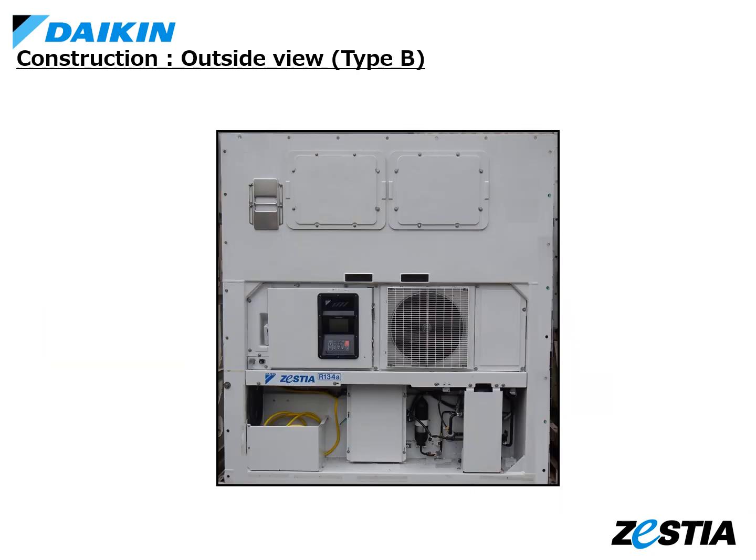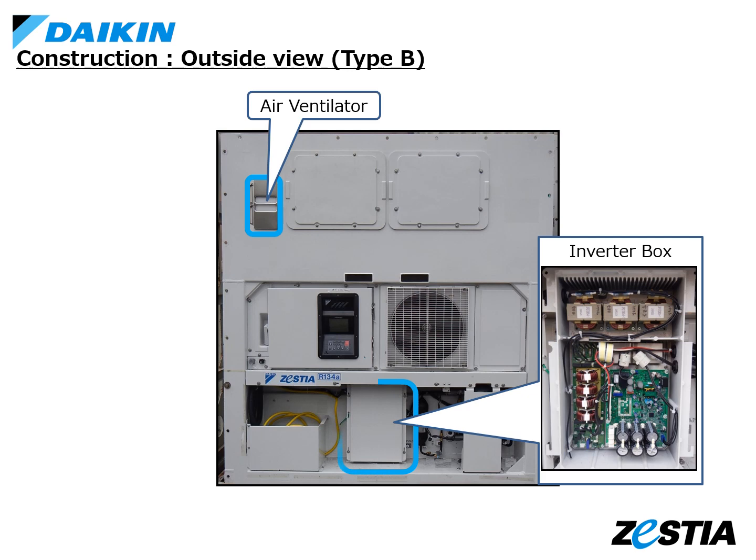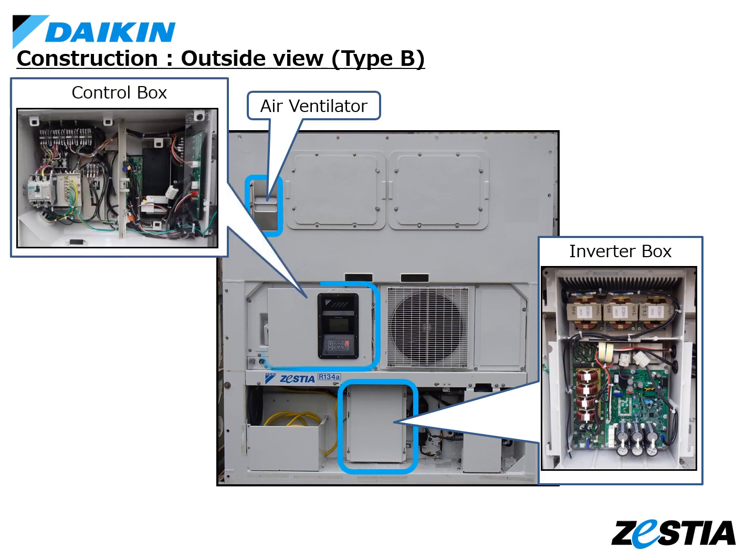Describes the part location of outside Type B. Type B has several changes compared with Type A. At first, the position of the ventilator is on the left side of the access panel. Also, the size of the inverter box is smaller. And the control panel is changed.